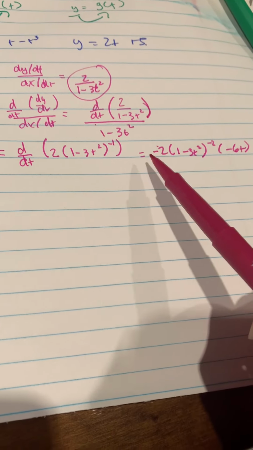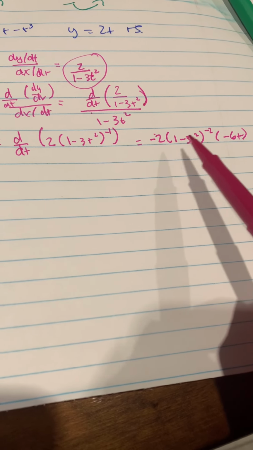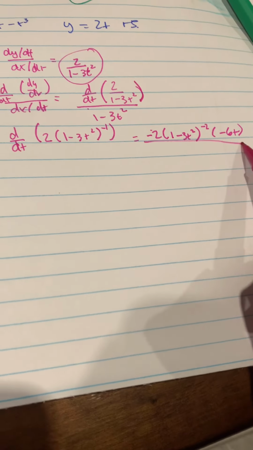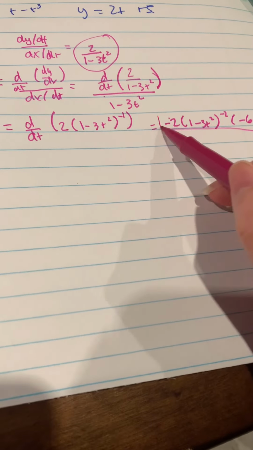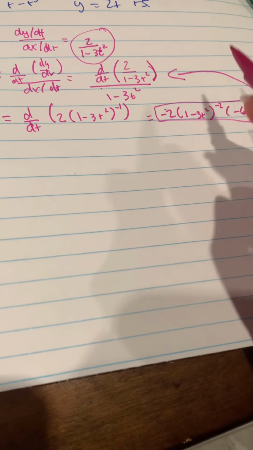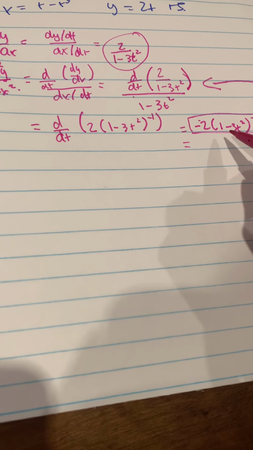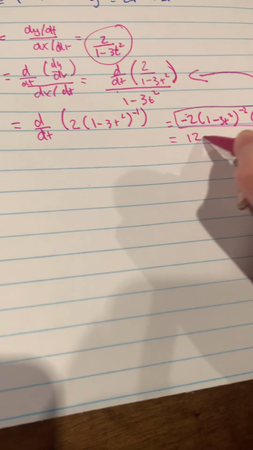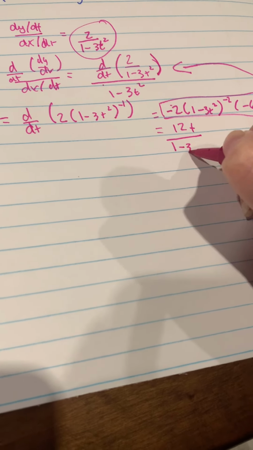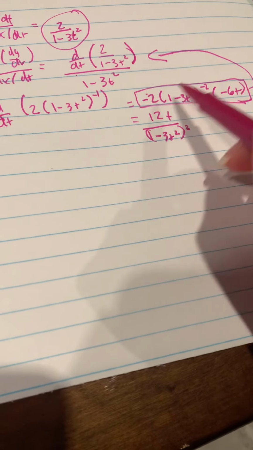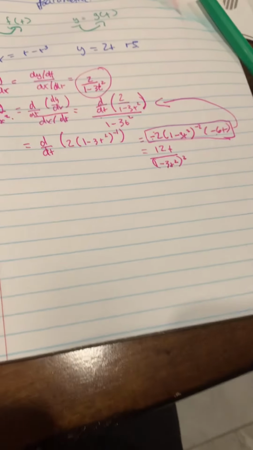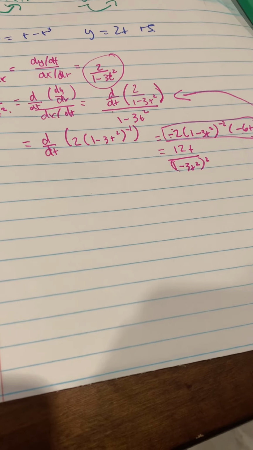So after using the chain rule, I got negative 2 times (1 minus 3t squared) to the power of negative 2 times negative 6t. Oh wait, and this is the numerator. Then we can completely simplify this into 12t over 2(1 minus 3t squared). So take that, multiply that, and then the negative 2 going to the bottom comes to the power of 2, which is squared.